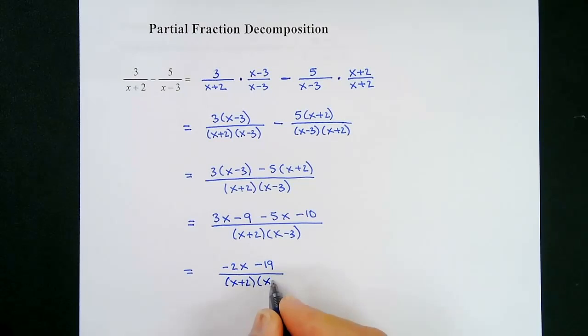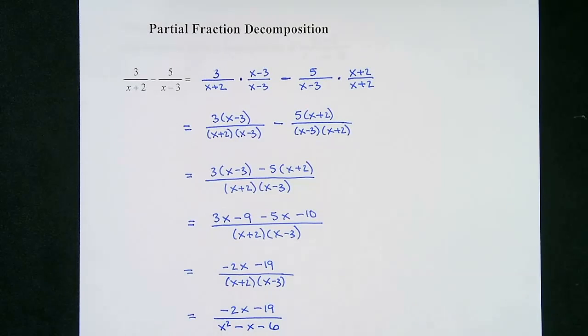times x minus 3. And then what I'm going to do next is multiply these two together to get a denominator, and that would give us negative 2x minus 19 over, and when I multiply this out, I would wind up with x squared minus x minus 6. Okay, so we did all that just to get this as one fraction, right?